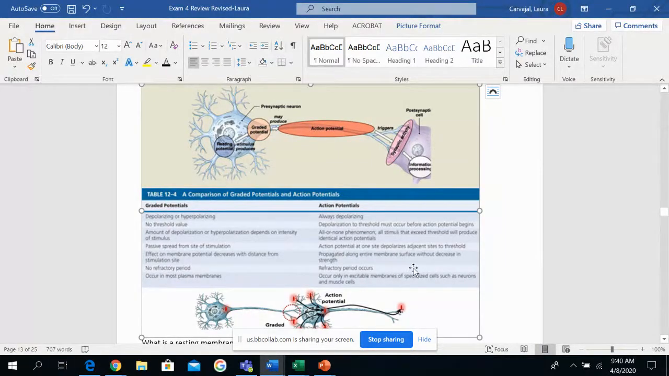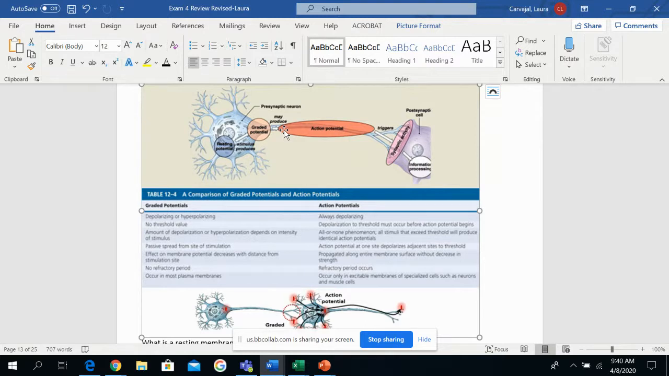Action potential at one site depolarizes adjacent sites to threshold. So that's how we can jump from this part of the axon to this part because it's jumping. Whereas a graded potential is a passive spread from the site of stimulation. So what that one's saying is that the action potential is insinuating to push that following domino down the line, where the graded potential doesn't necessarily insinuate to push that domino.